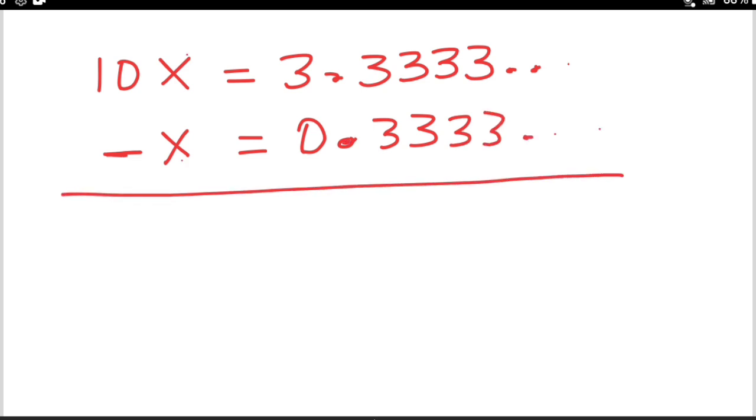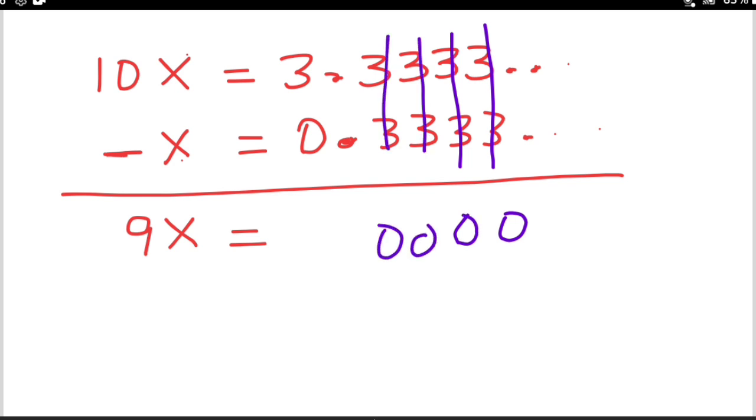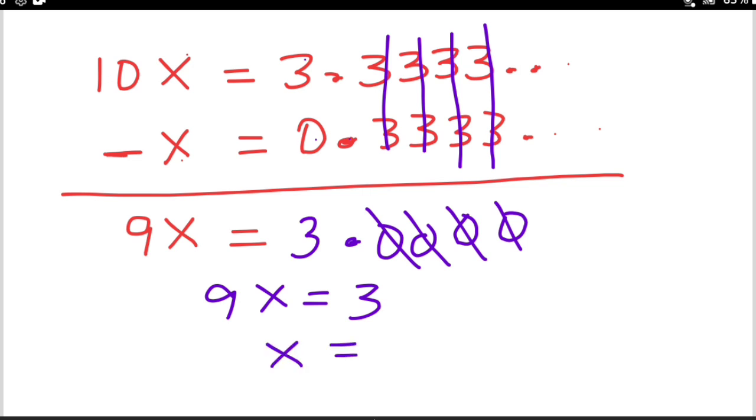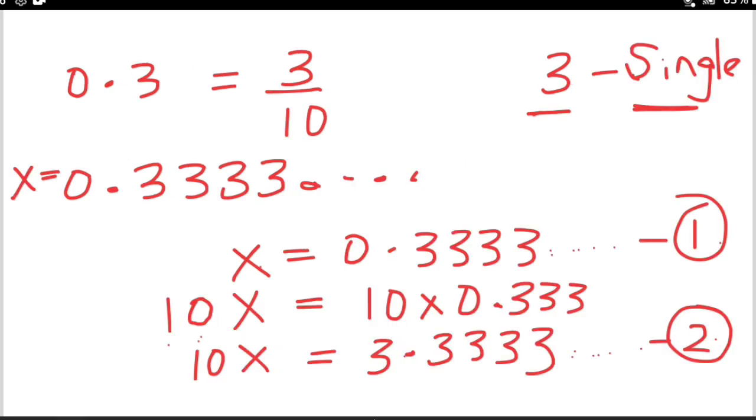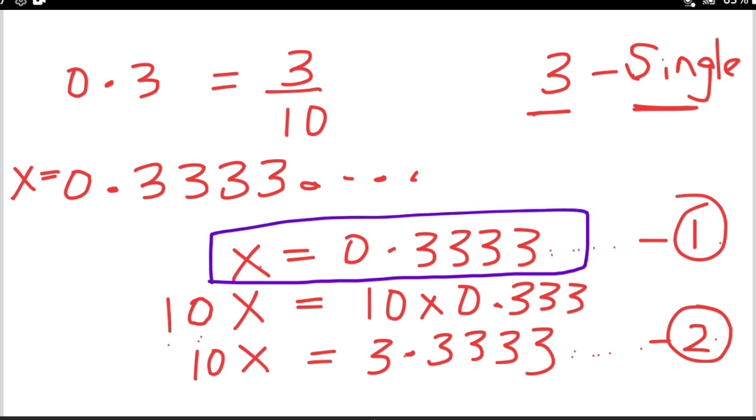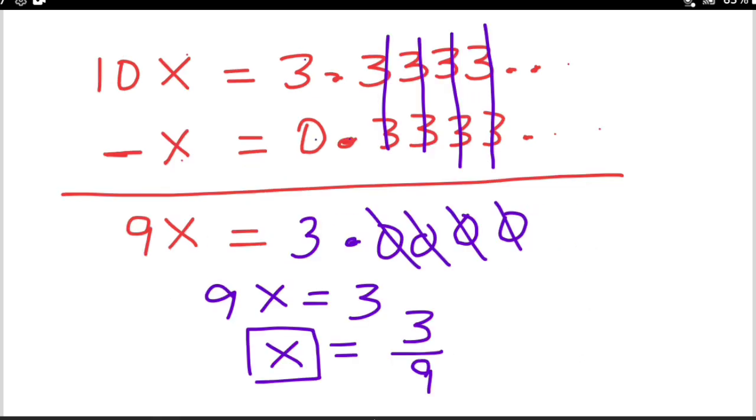So after subtracting, on the left hand side you will get 10x minus x, which gives 9x. Here 3 minus 3 gives 0, 3 minus 3 gives 0, 3 minus 3 gives 0, 3 minus 3 gives 0. Then we have a decimal point. Then 3 minus 0 gives 3. If you write a 0 after the decimal point, the 0 doesn't have any value. So don't take this 0, just take only 3. So 9x equals 3. Then x equals 3 over 9. So what is our x? We consider x as 0.3333. So instead of x we can write 0.3333. So this recurring decimal we converted into a fraction.